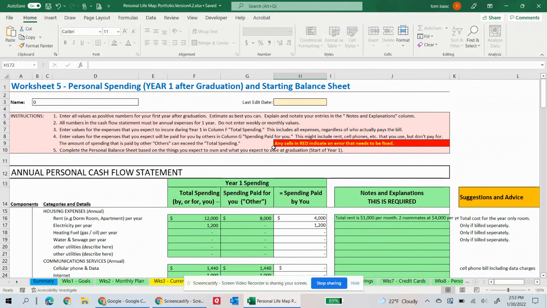That's Worksheet 5, the Personal Life Map Portfolio Project, version 4.2. As always, if you have any instructions about what you're doing in this workbook, please contact your instructor.